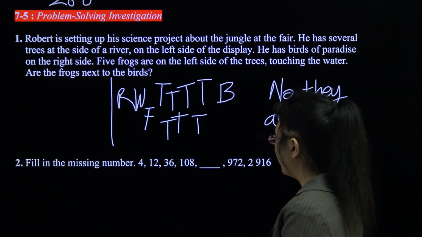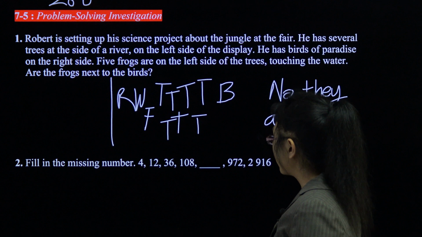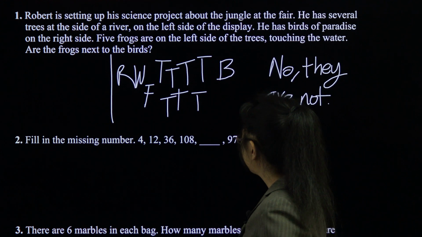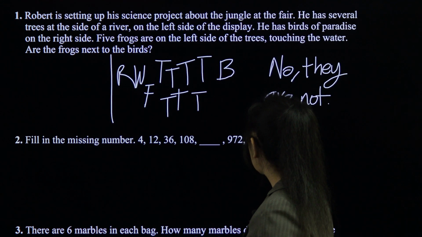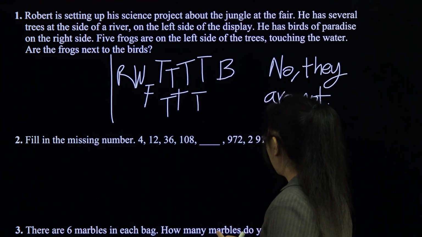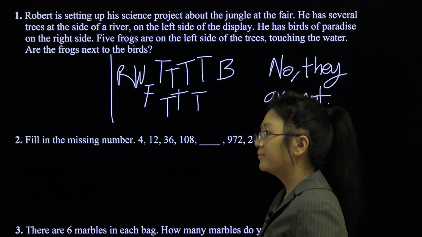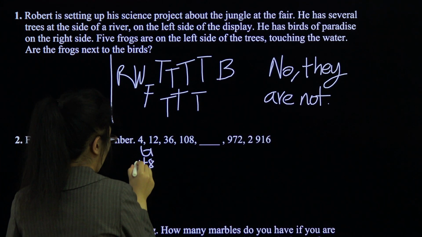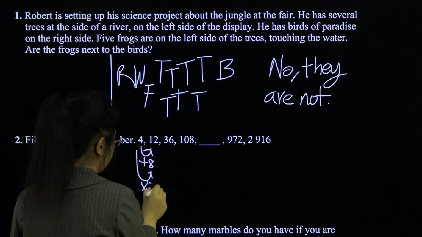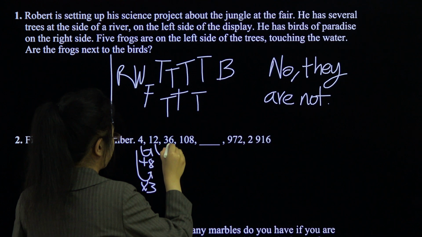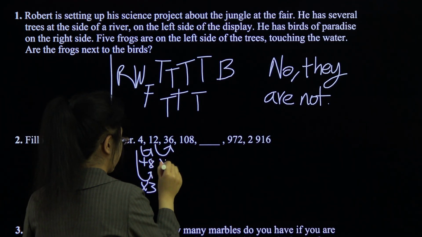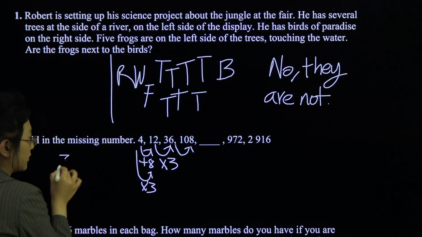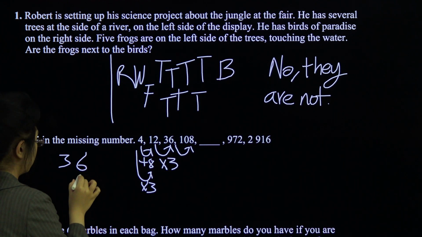Question number 2, fill in the missing number. Oh, this is a pattern. 4, 12, 36, 108, something, 972, and 2,916. So 4 to 12 is either add 8 or times 3. And 12 to 36 is definitely not add 8, so it's times 3.